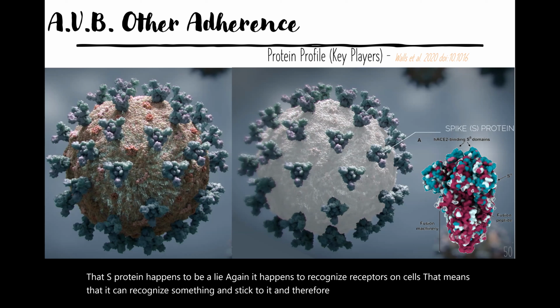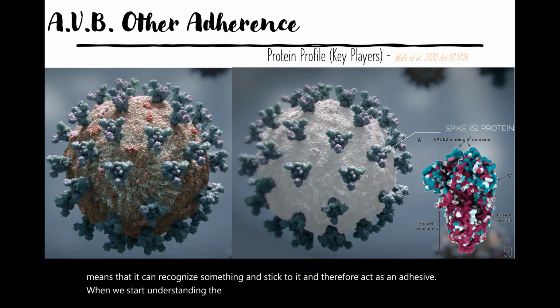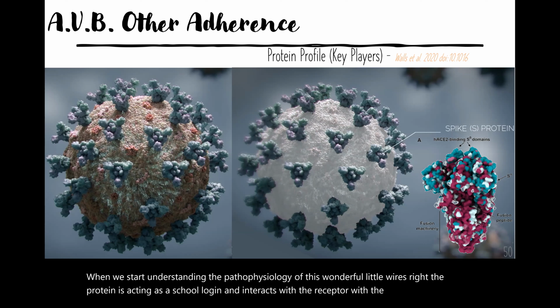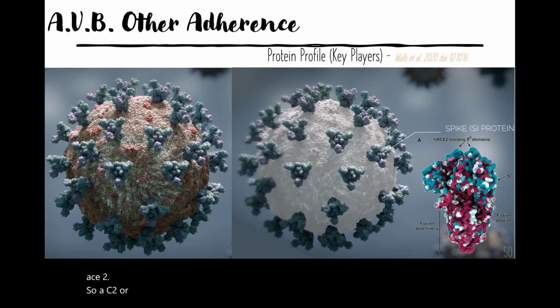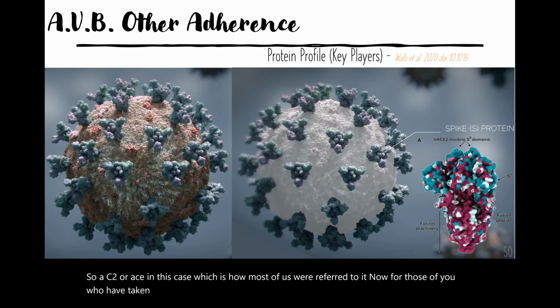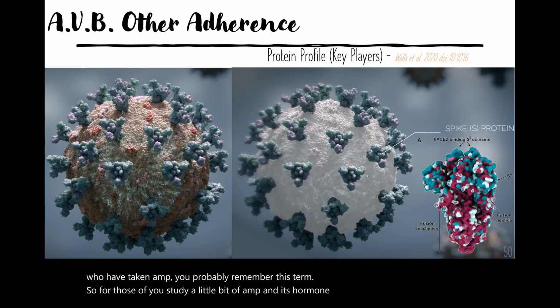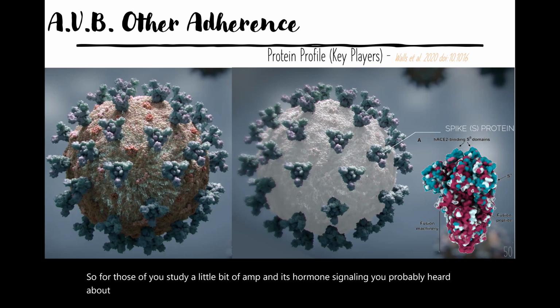So when we start understanding the pathophysiology of this wonderful little virus, right, the S protein is acting as this cool little ligand and interacts with a receptor, the host protein called ACE2. So ACE2, or ACE in this case, is how most of us refer to it. Now, for those of you who have taken AMP, you probably remember this term. So for those of you who studied a little bit of AMP and did hormone signaling, you probably heard of a pathway called the RAS pathway, or RAS.